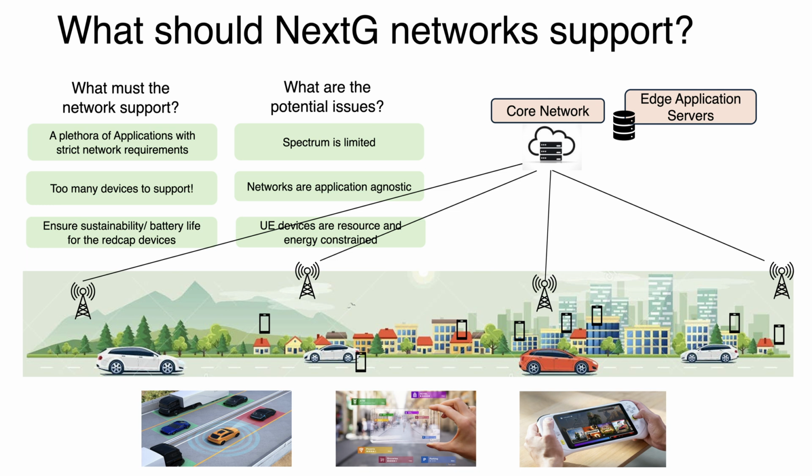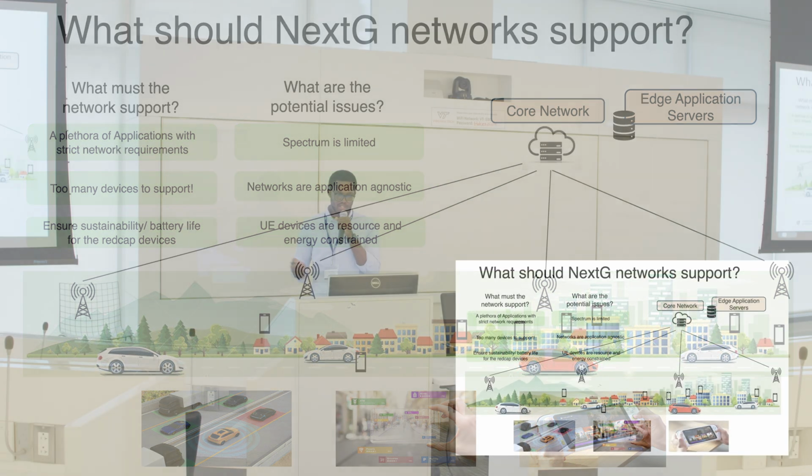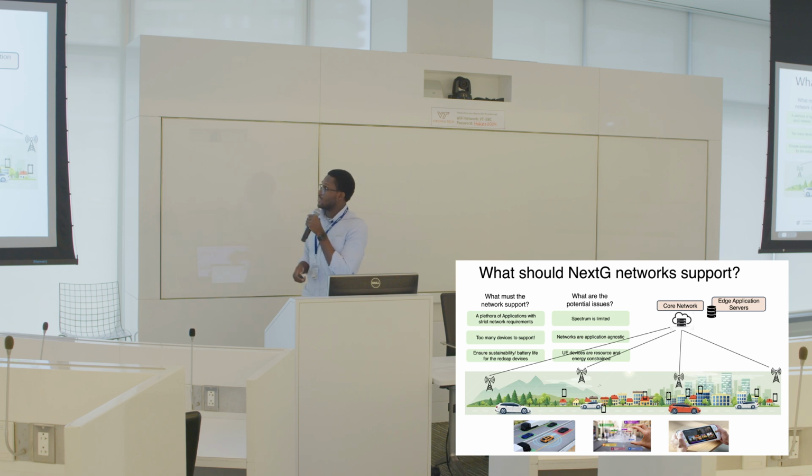But despite this support, there are a lot of potential issues that these networks need to meet. The spectrum is limited, and networks are usually not application-centric. They are usually human-centric kind of communication. And the devices using these networks are usually battery constrained and energy constrained.